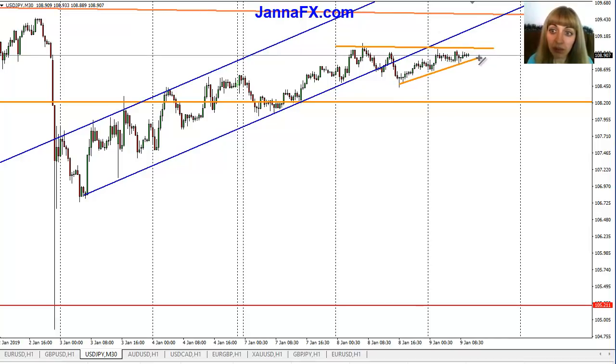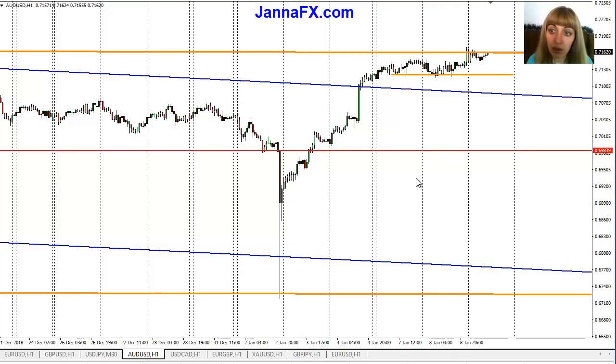And now you can see I'm drawing another level and looking for another possible entry points. Once again, possible buy and possible sell. Pending orders, 20 pips above, 20 pips below of the levels. Australian dollar is getting closer to the top, so I can place pending orders buy.